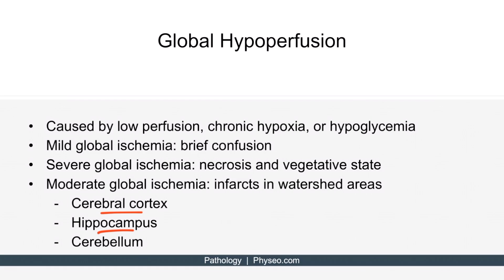Finally, another portion of the brain particularly affected is the cerebellum, specifically the Purkinje layer, which plays an important role in integrating sensory perception with motor control. This can lead to some motor difficulty in patients experiencing moderate global hypoperfusion.